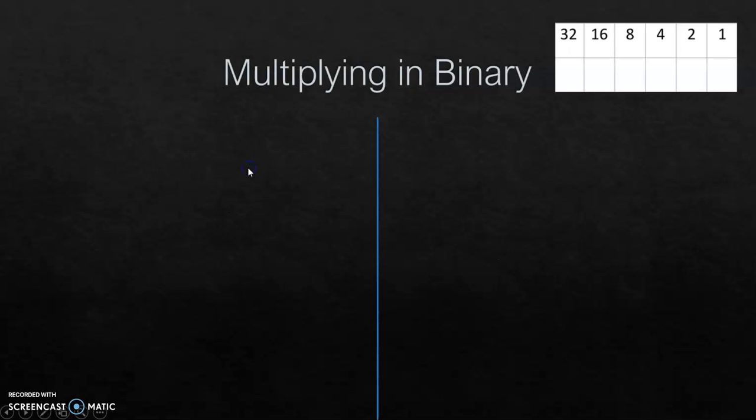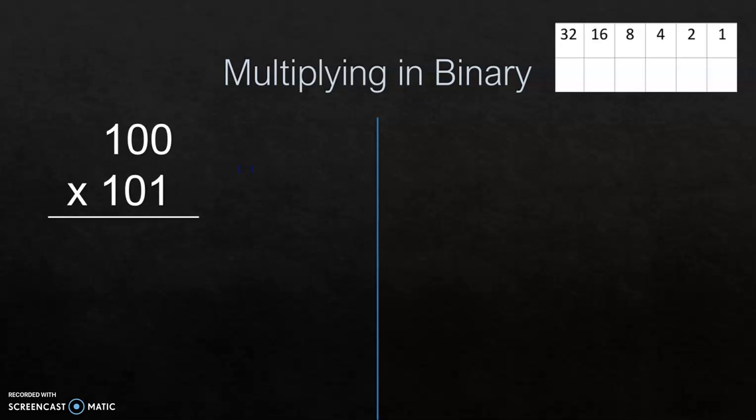Now that we have taken a look at how to add binary numbers, let's take a look at multiplication. We're going to look at one simple example. We're going to multiply the binary numbers 1, 0, 0 times 1, 0, 1. These numbers in decimal are just 4 times 5. So let's start out. We take this first number and multiply it times 1. 0 times 1 is 0, 0 times 1 is 0, and 1 times 1 is 1.